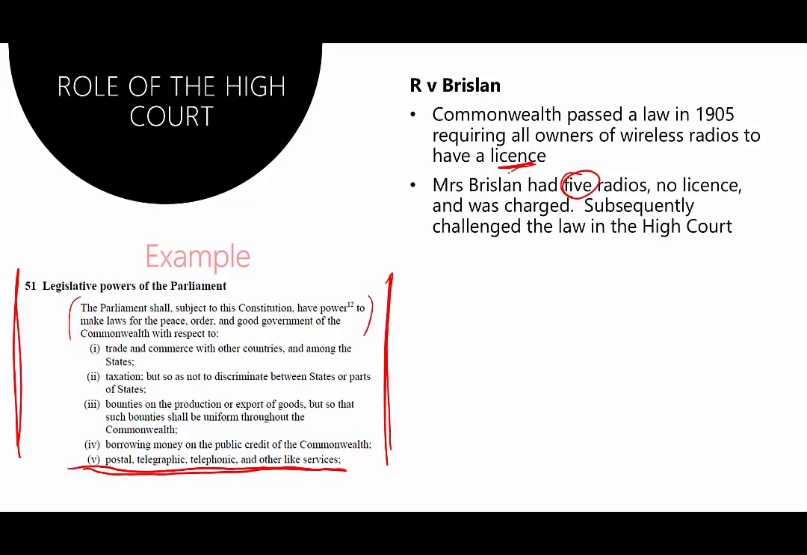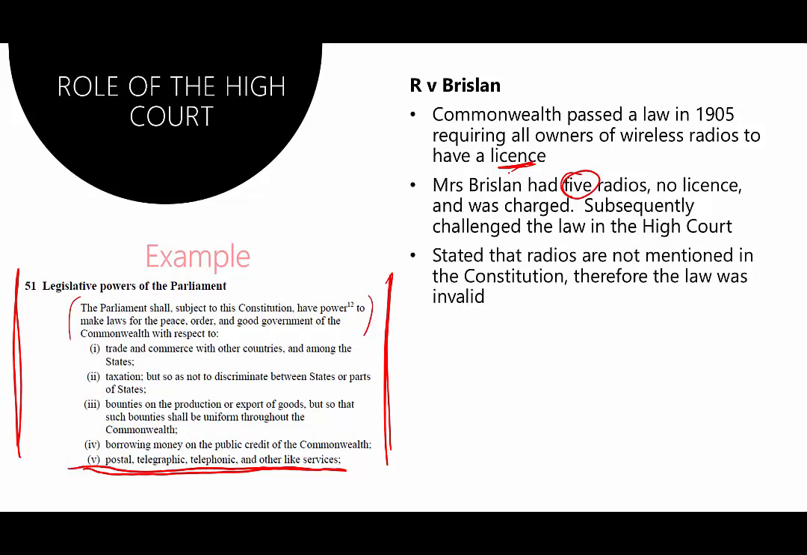And she decides that she's going to challenge this law in the High Court because, according to her, wireless radios aren't mentioned anywhere in the Constitution. So why does the Commonwealth get to pass a law on wireless radios, restricting them, meaning you have to have a license? So she says the law is unconstitutional because the Commonwealth does not have a head of power to make this law. The Commonwealth just says, well, wireless radios are a like service. Wireless radios are really similar to the post, telegraph, telephone. They're a like service, which means we have the power to make a law on them.